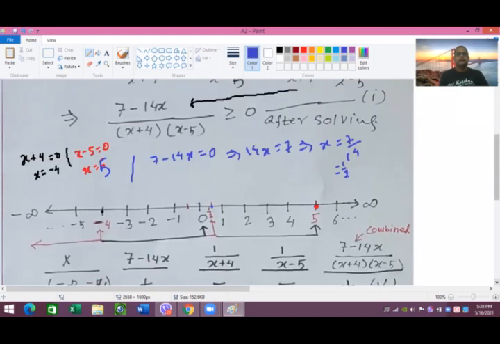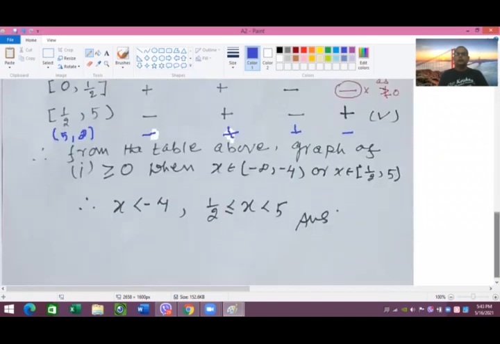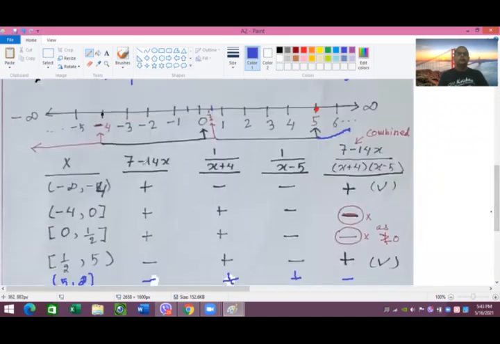So you can see here we have developed the table from negative infinity to negative 4. This is not included here. You have to check what happens if you include negative 4 in this inequality. 1 by minus 4 plus 4 is 1 by 0, and it will be undefined. And we worked out the sign for this term and this term individually, like we had done earlier in the previous problem solving.